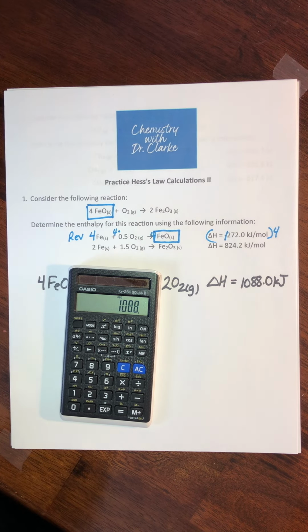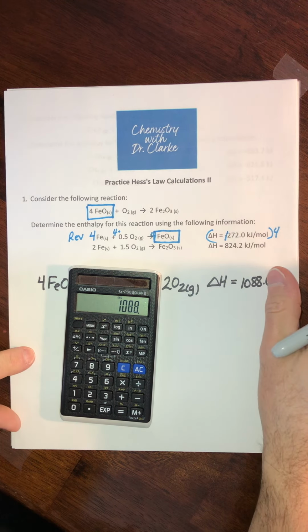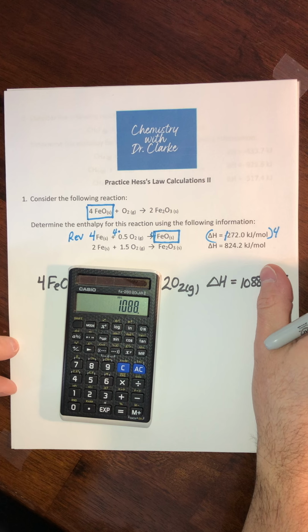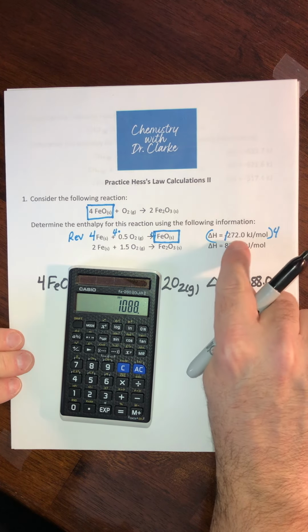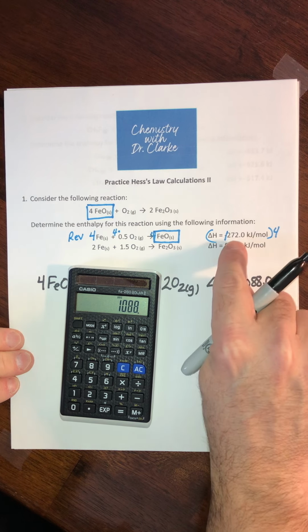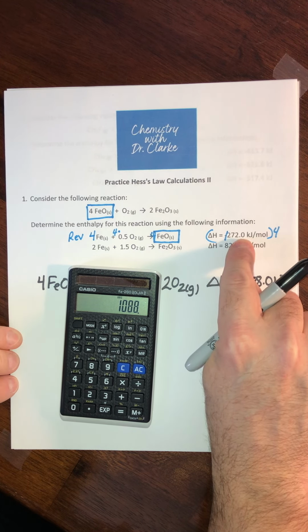Now, for those of you that don't have to worry about significant figures, you probably would have just written it as 1088. But in the world of significant figures, if you're multiplying this number by 4, you really should keep the same number of decimal places.